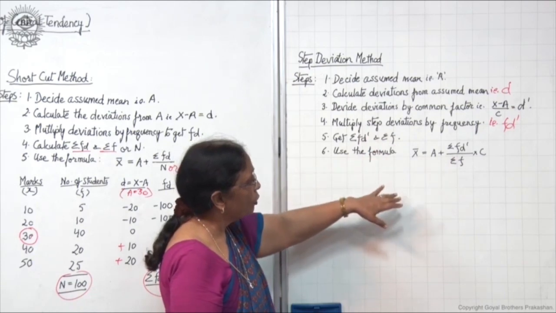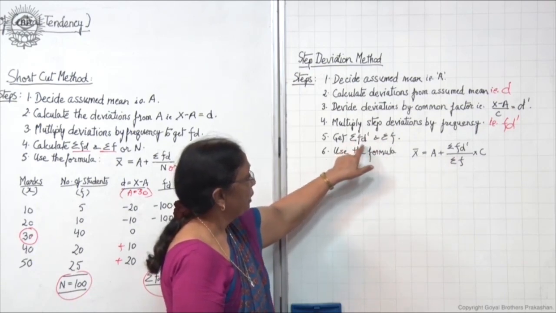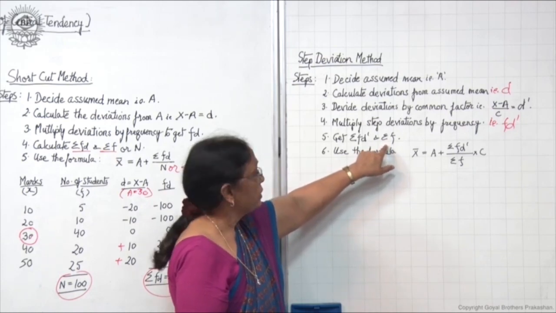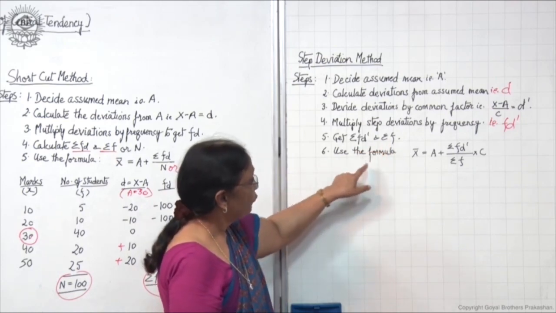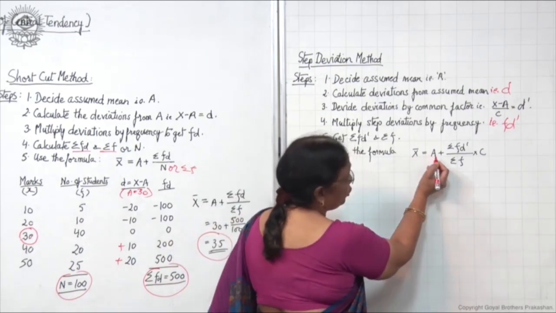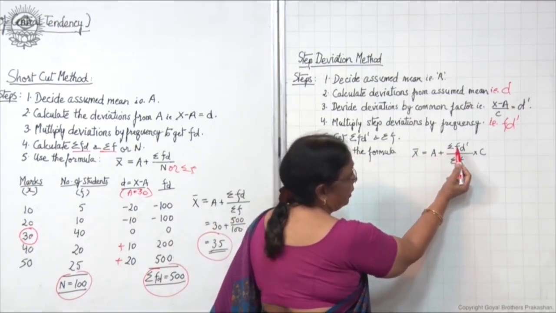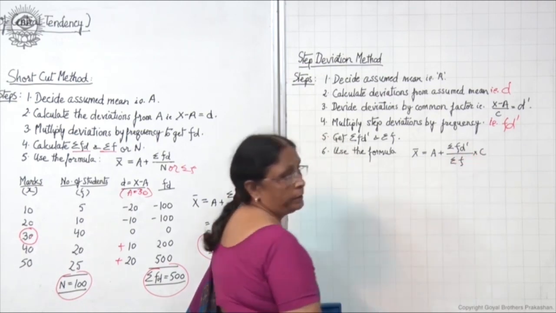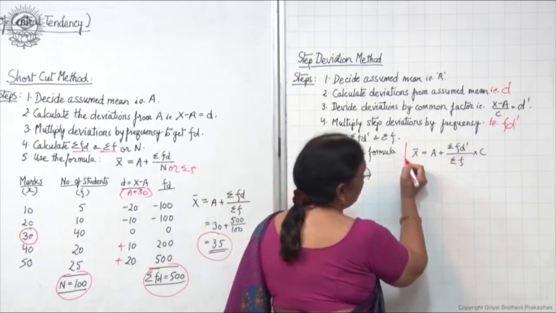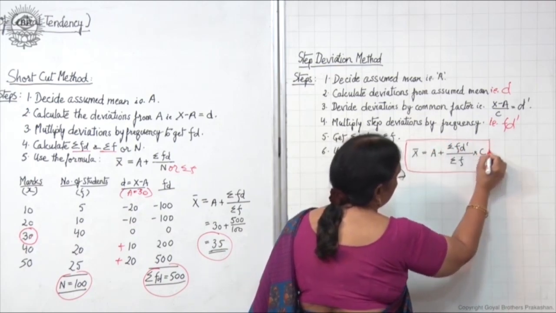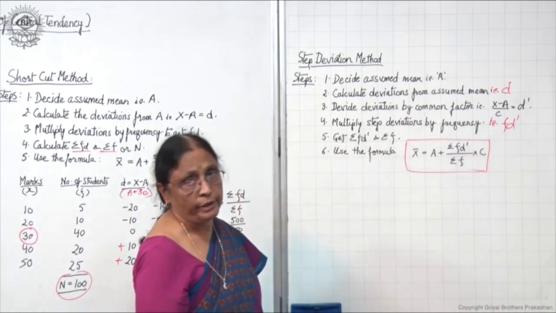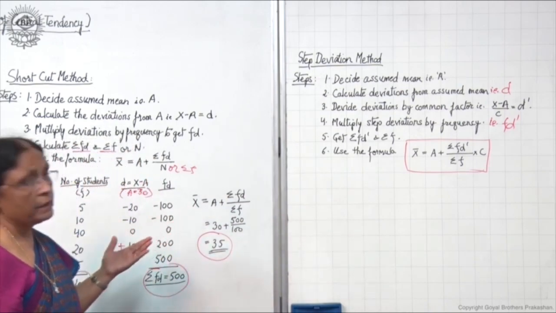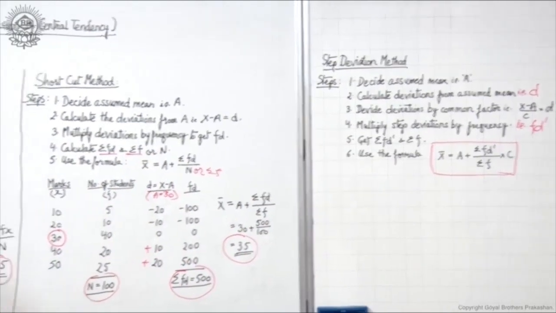Get FD dash, sigma FD dash and sigma F. You have to do the total of FD dash column and get sigma FD dash, and do the total of frequency column to get sigma F. Use the formula x bar is equal to A plus sigma FD dash upon sigma F into C. This is the formula for step deviation method, right?